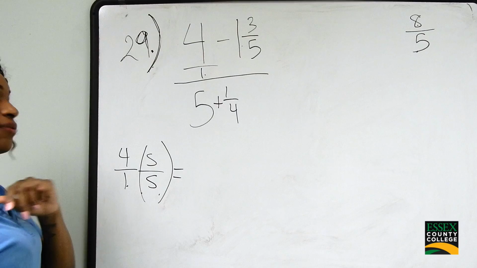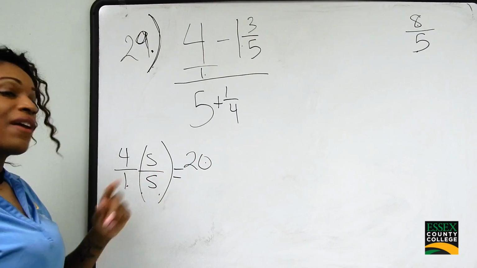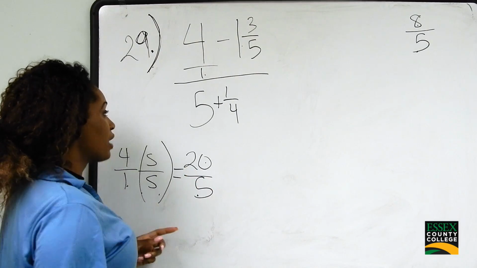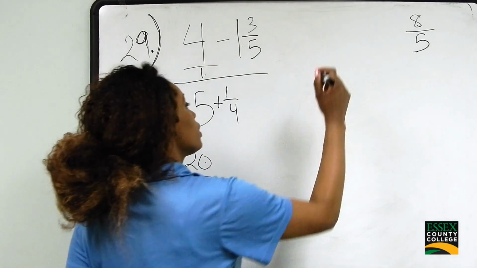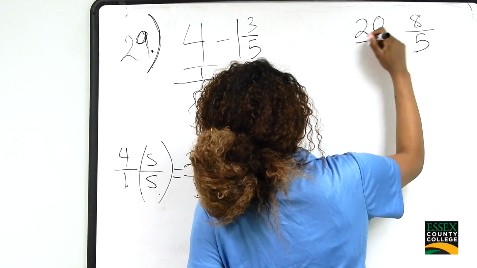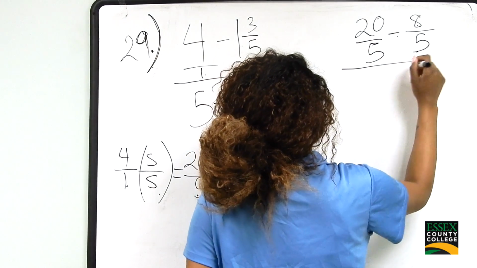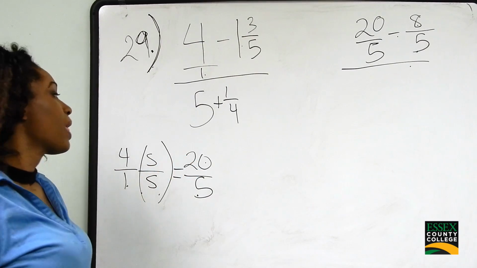So 4 times 5 in the numerator gives us 20. 1 times 5 in the denominator gives us 5. So now that fraction, instead of it being 4 over 1 or 4, is now 20 over 5. So 20 over 5 minus 8 over 5. Now let's do the same thing to the denominator, okay?